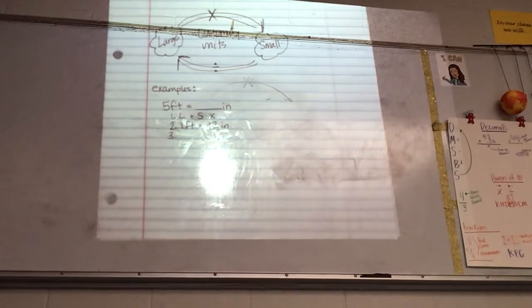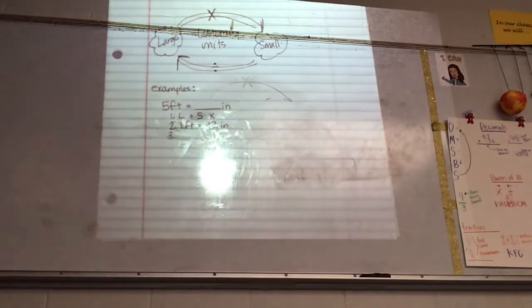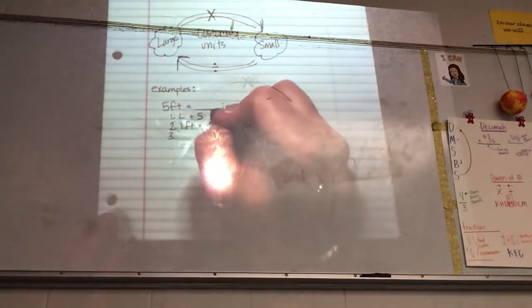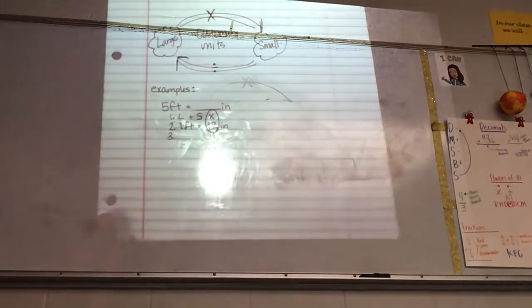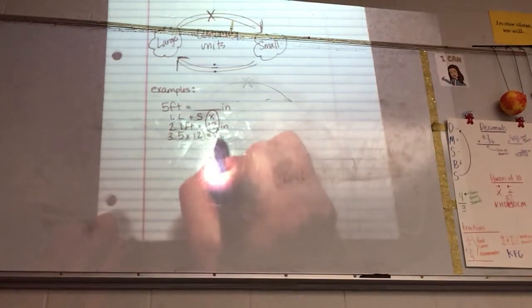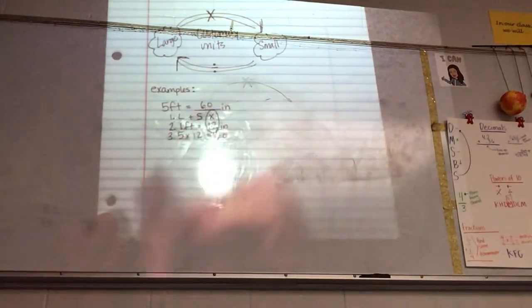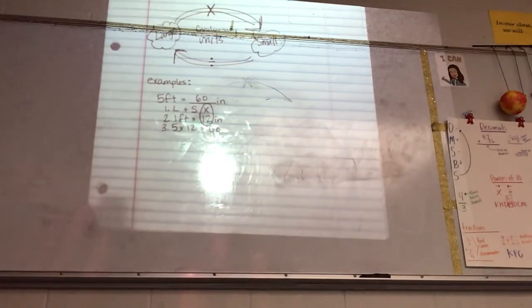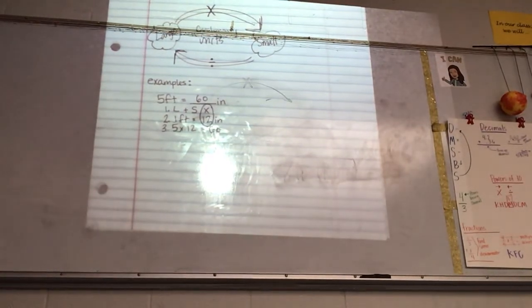I'm so lost. That's okay, because it's just our first one. It's okay to be lost. Right here is our problem. 5 times 12 is 60. You definitely have to use your multiplication and division facts. Let's look at this, Laura. That makes so much more sense.